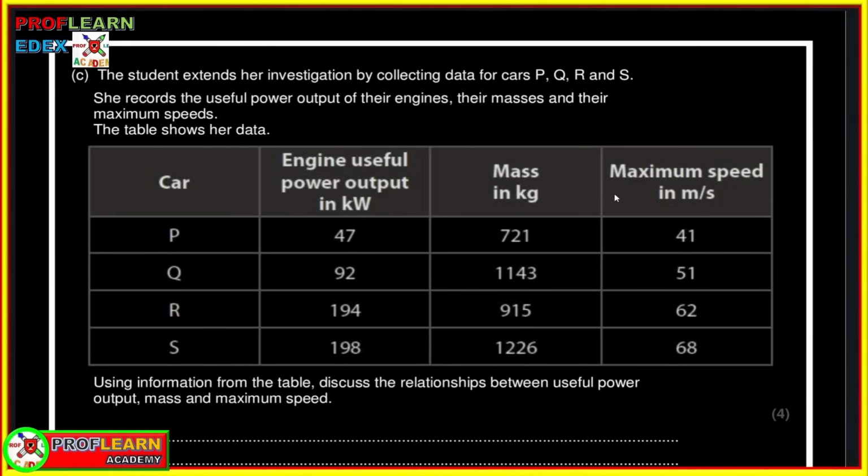We're supposed to use the information from the table to discuss the relationship between useful power output, mass, and maximum speed. If you look at the engine useful power output, it means if the power output is high, the maximum speed also must be high. If the mass is higher, the maximum speed is also higher. Also, if the mass in kg is higher, then the engine useful output is higher. So let me just highlight all that I've looked at from the table, so that we can proceed to the next question.